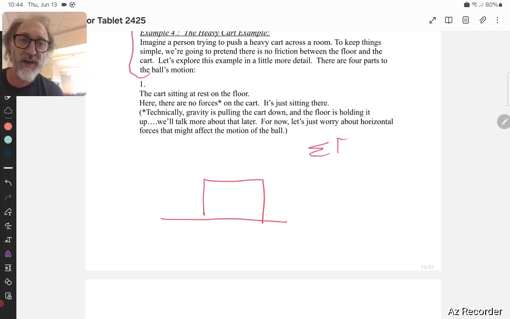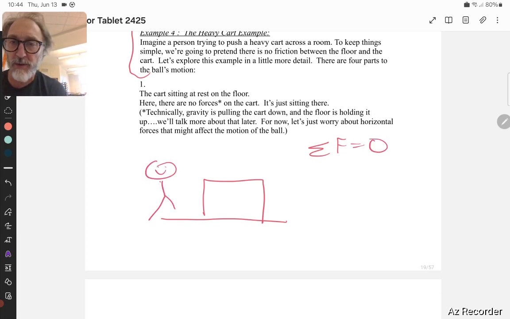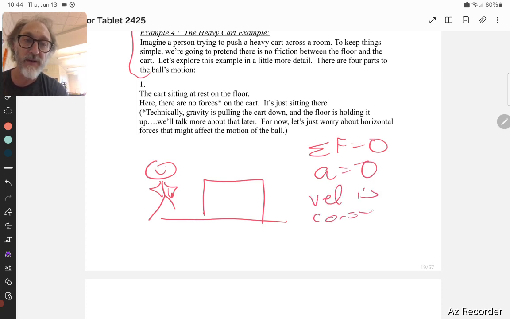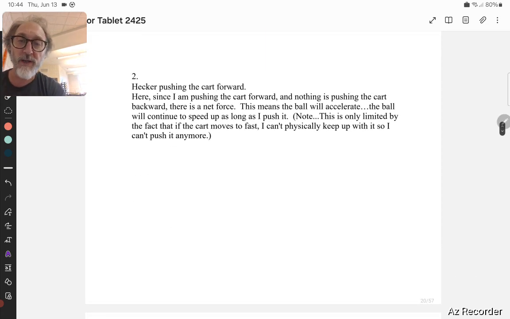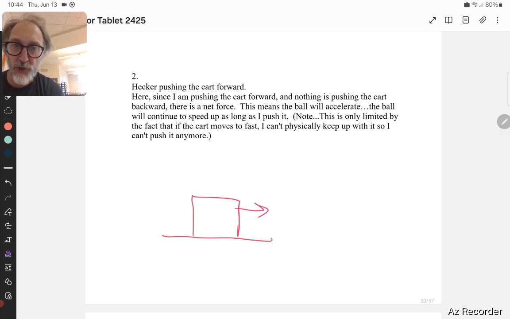So the idea is the net force here was 0. Because I was just standing over here, and this is me, not pushing it. Since there's no net force, that means the acceleration is 0, and so our velocity is constant. And in this case, it happens to be a velocity of 0. All right? So that was the first part of the video. Then I started pushing it. I pushed it with some amount of force. Let's pick a number, maybe 30 newtons, doesn't matter.